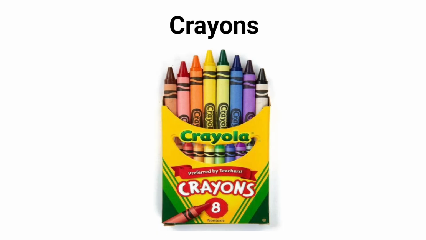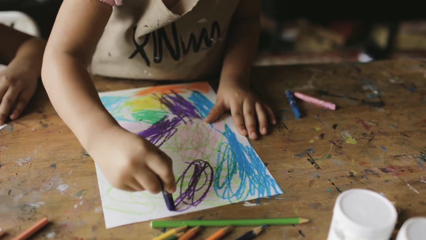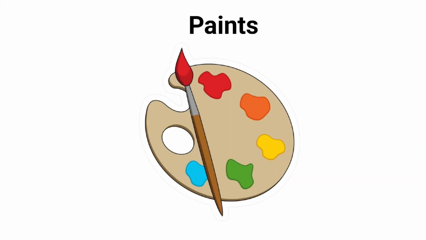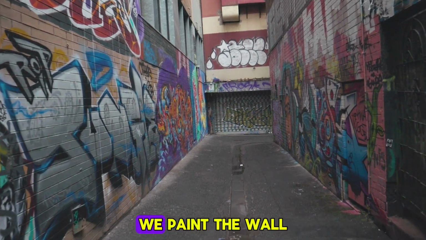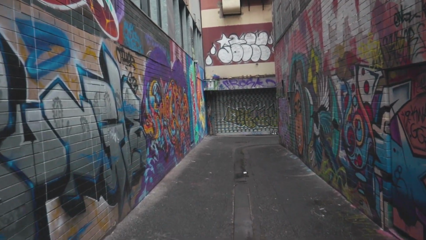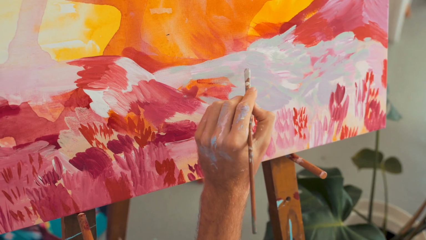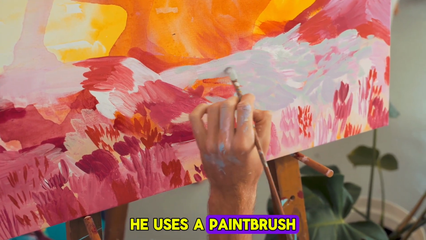Crayons. Kids like drawing with crayons. Paints. We paint the wall with paints. Paintbrush. He uses a paintbrush for painting.